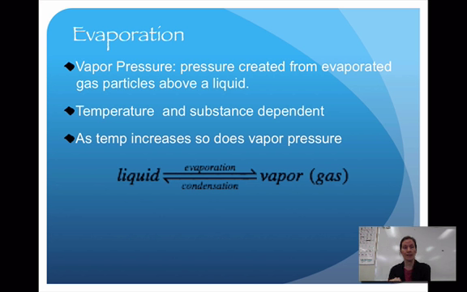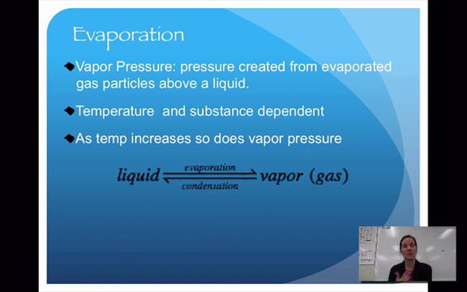Now, because of evaporation and that vaporization, every single liquid has something called vapor pressure. And that's that pressure created from the gas particles moving up off the liquid. Remember, pressure is just force per area of molecules striking things. So the fact that the vapor pressure is molecules moving off the liquid, we are applying a pressure up off of our liquids onto essentially the atmospheric pressure. Okay? That vapor pressure is temperature and substance dependent.